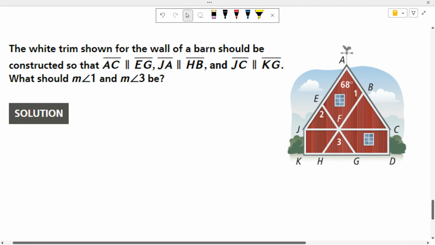Okay, we have white trim on a barn, and kind of unusual that they put trim like this, but whatever. I'm all right with it.